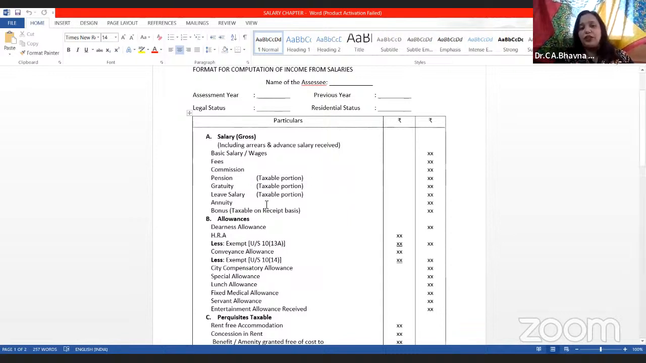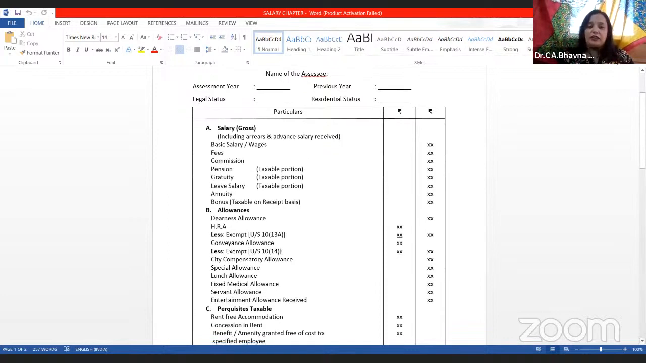Then come to annuity, then coming to bonus. Annuity means annual payment or 6 monthly payment, like your pension. Bonus here means whatever bonus you are actually going to receive. If the company just announces the bonus, it would not be taxable. If you actually receive the bonus, then only it is taxable.